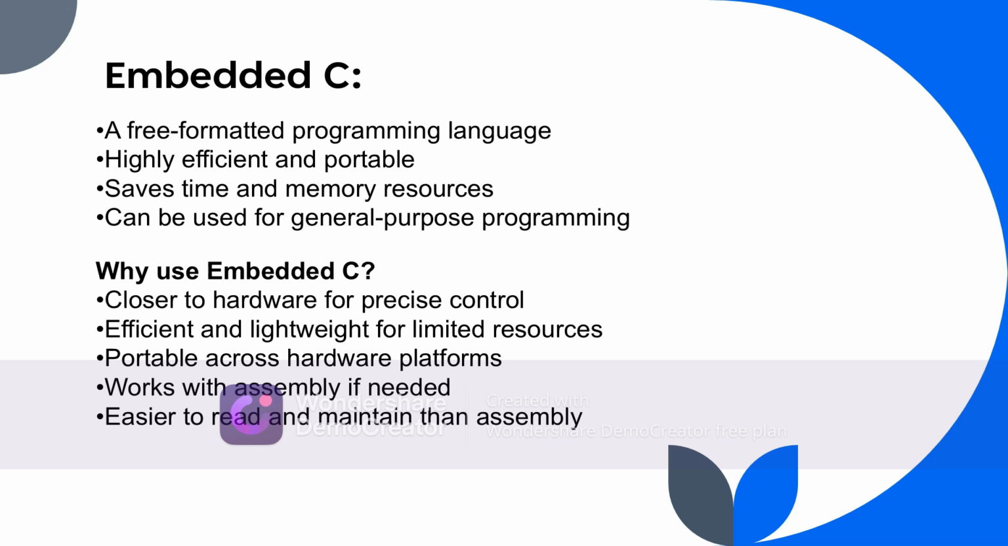So, why did we choose embedded C? Because of the following reasons. It is closer to hardware for precise control. It is efficient and lightweight for limited resources and portable across hardware platforms. And it works with assembly if needed. It is easier to read and maintain than assembly.